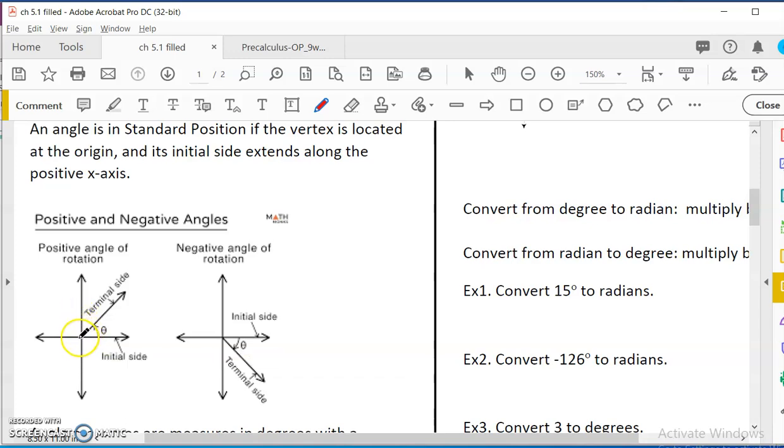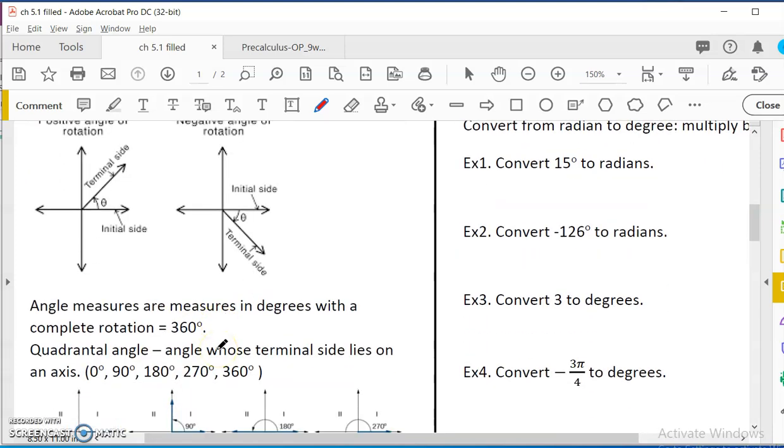The origin is where the vertex is, and the terminal side would be somewhere in the space of this coordinate system. We would use a counterclockwise direction to refer to a positive angle, and a clockwise direction to refer to a negative angle. So a negative angle of rotation means this angle has a negative measure. But the rotation always starts from the initial side. So this is what we mean when we say angle in standard position.